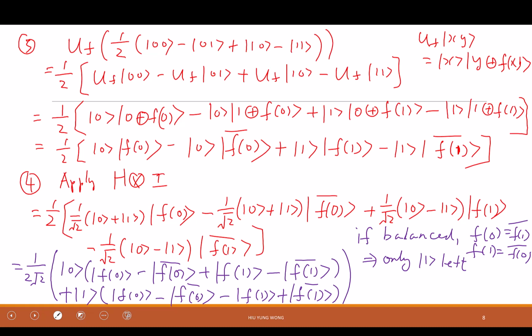And then every time I measure, it is 1. Measuring one time is enough. I get 1, then I know that this is a balanced function. Make sense?